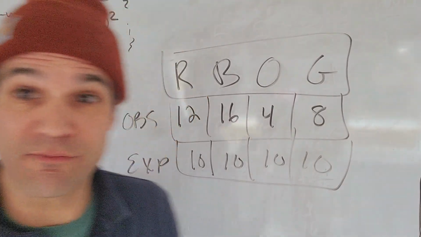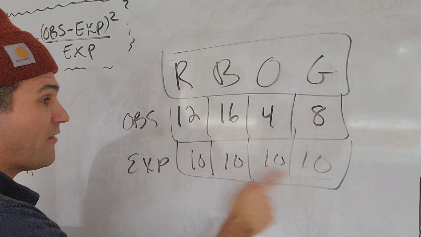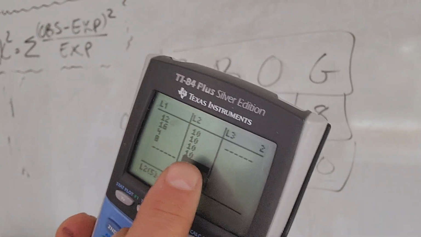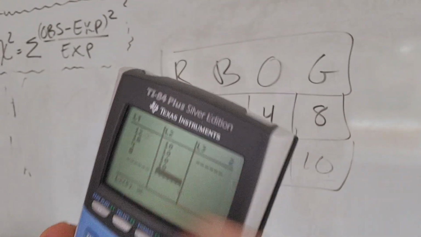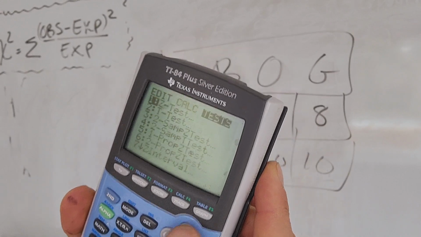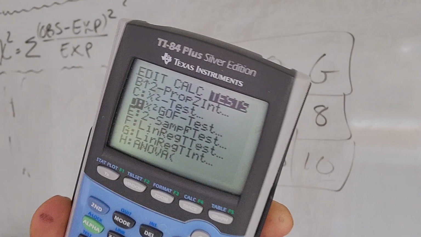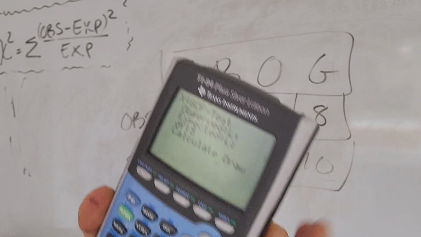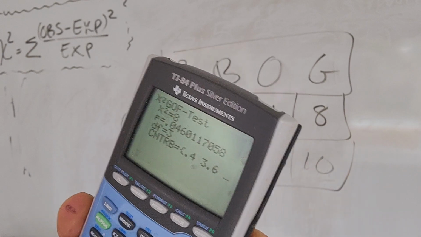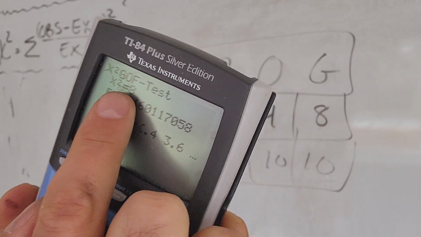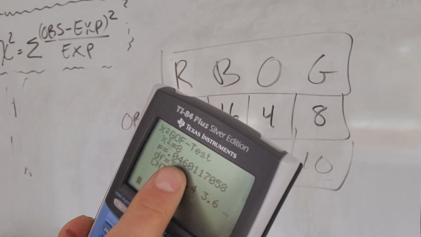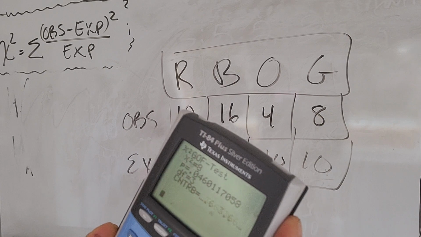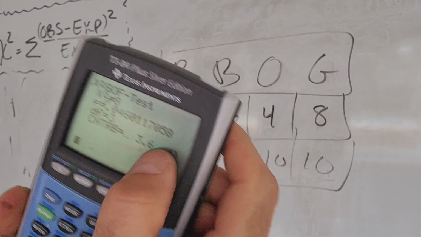So if you're going to do this, remember we had observed 12, 16, 4, 8, and our expected. Well, you can just take them and put them in your TI. You can take your observed and put them in L1, your expected in L2. And now that they're in L1 and L2, you can go to stat, over to tests, and you can go to the chi-squared goodness of fit test, and your observed is L1, your expected is L2, how many degrees of freedom? 3. We can hit calculate, and guess what? We get the same chi-squared value, 8, that we got by hand, the same p-value that we got, right? And these are the contributions, 0.4, 3.6, 3.6, 4, so we can find what the contributions were.